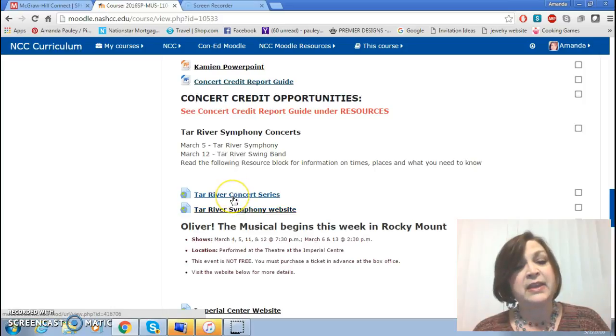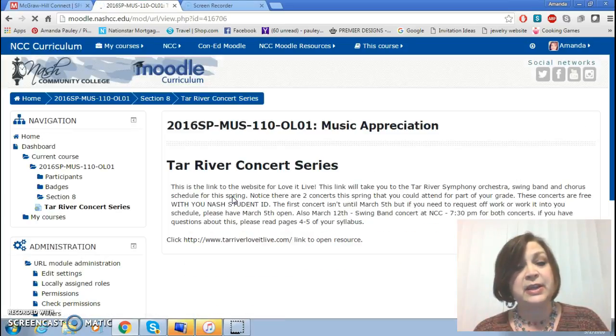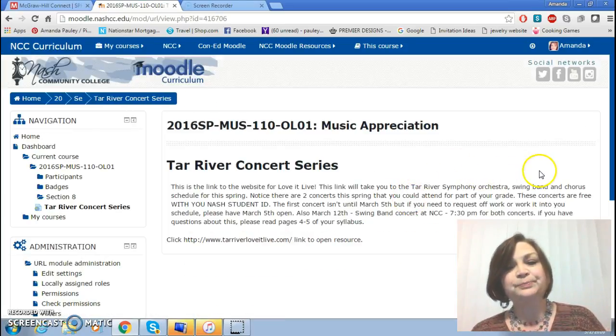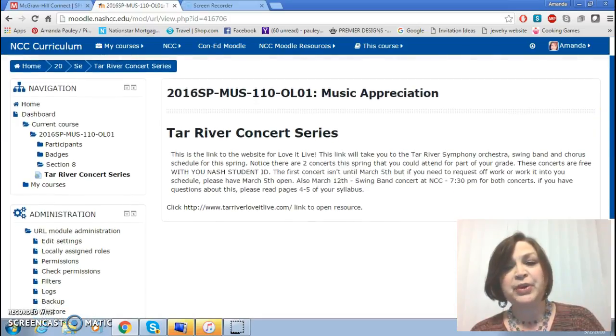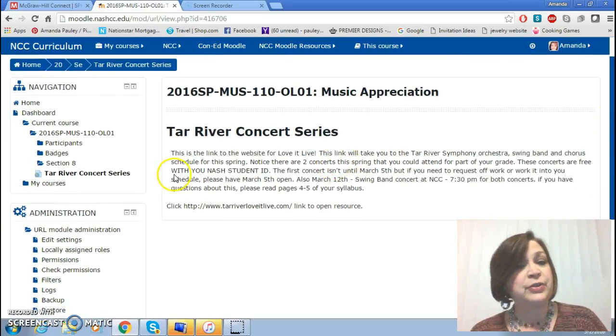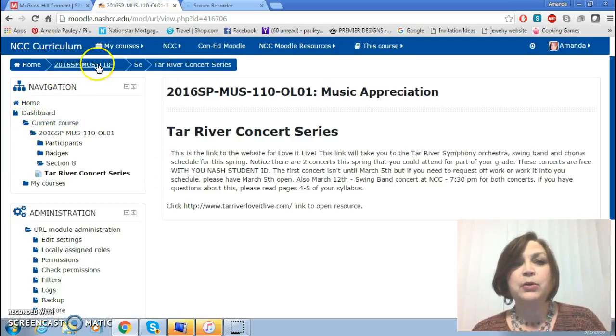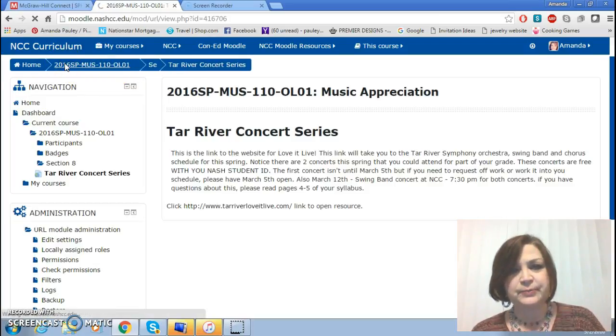And then this is something that's telling you about the concert series. And so it's going to tell you just briefly, if you have your student ID, you'll be able to get in free. And without your student ID, you've got about a $15 ticket. So make sure that you are informed about what to do to go to the symphony concert.